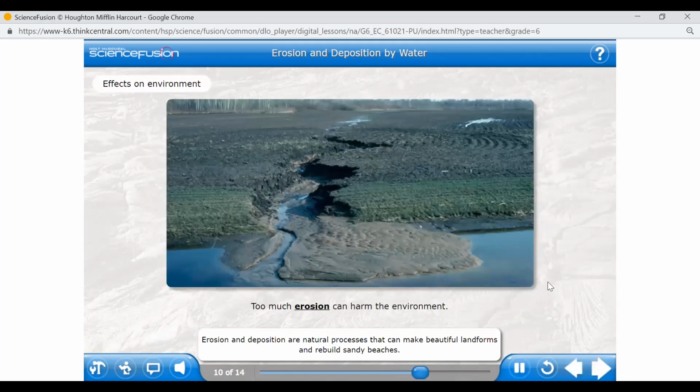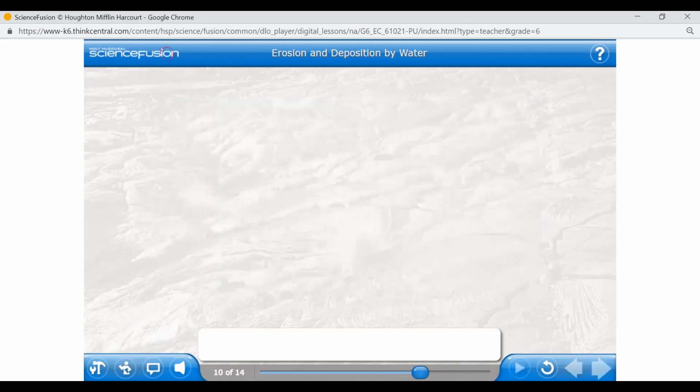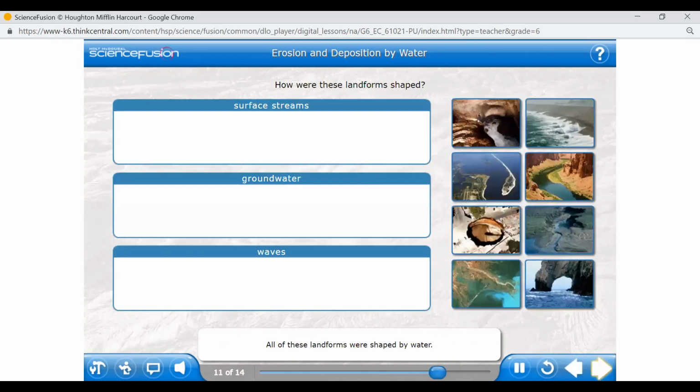Erosion and deposition are natural processes that can make beautiful landforms and rebuild sandy beaches. At other times, though, erosion and deposition harm the environment. When bare soil is exposed, wind and water cause much more erosion than when soil is covered by vegetation. Most of this eroded sediment ends up in surface water, including streams and lakes. This excess sediment can cause problems in water habitats. All of these landforms were shaped by water.